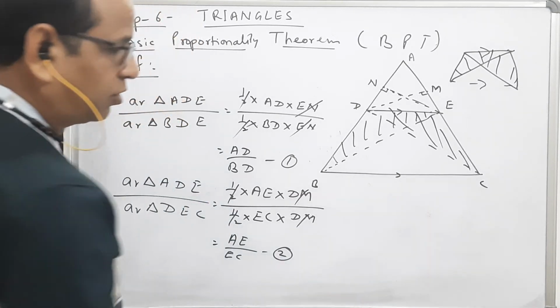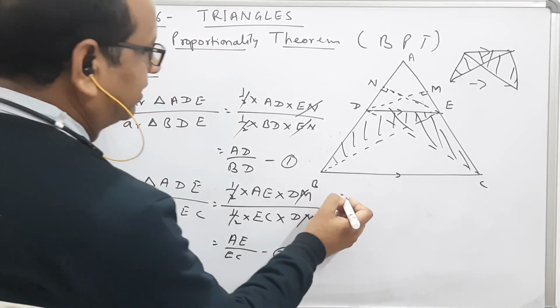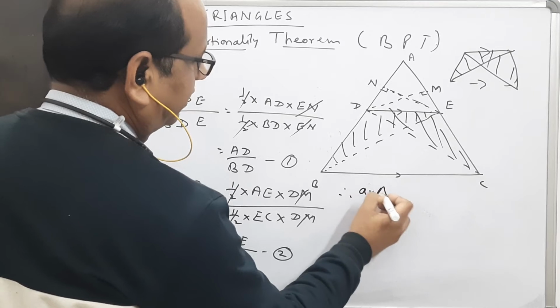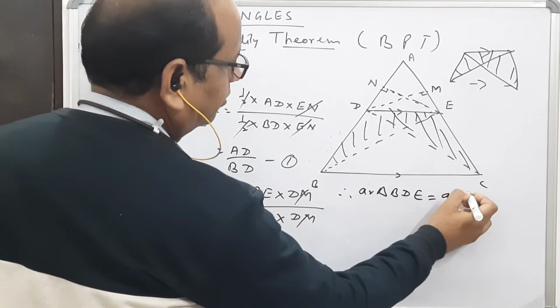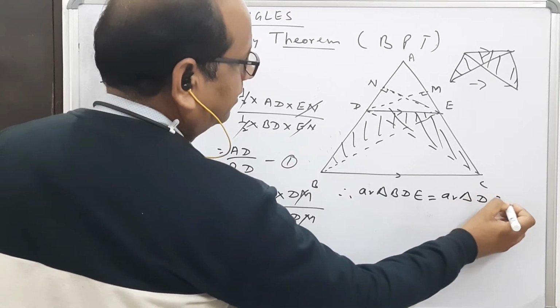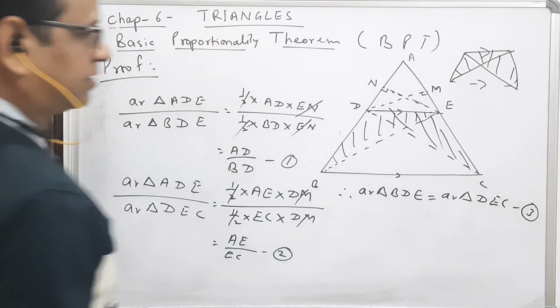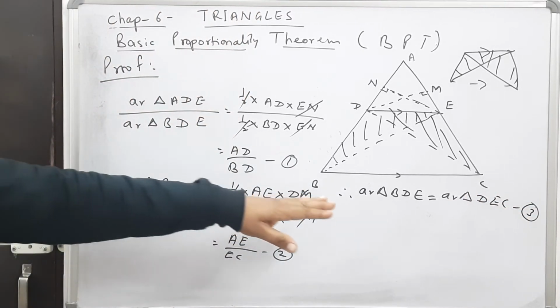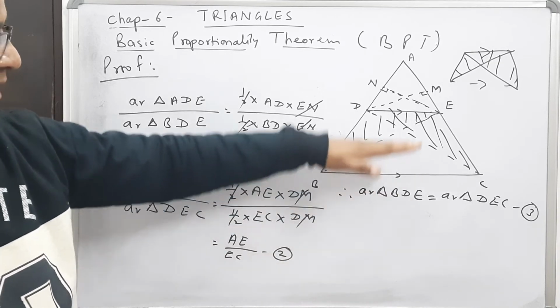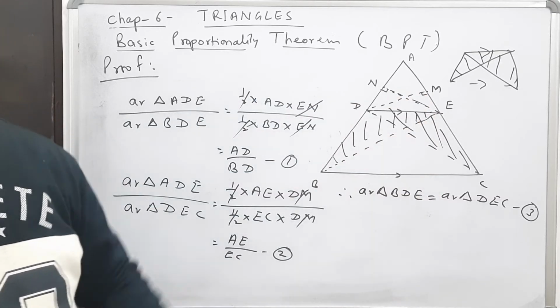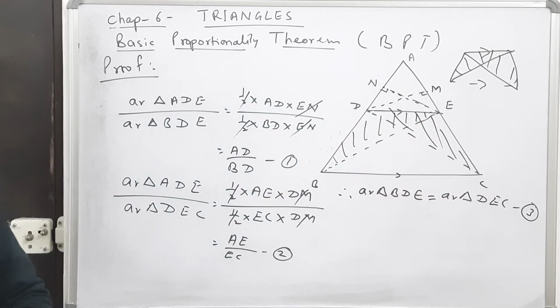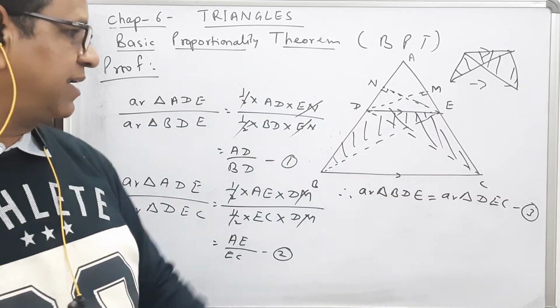So what do we conclude here? We conclude that area of triangle BDE is equal to area of triangle DEC. That is the third part. And what is the reason for this? The reason is they lie on the same base DE and between the same parallels DE and BC. So these two areas are equal.